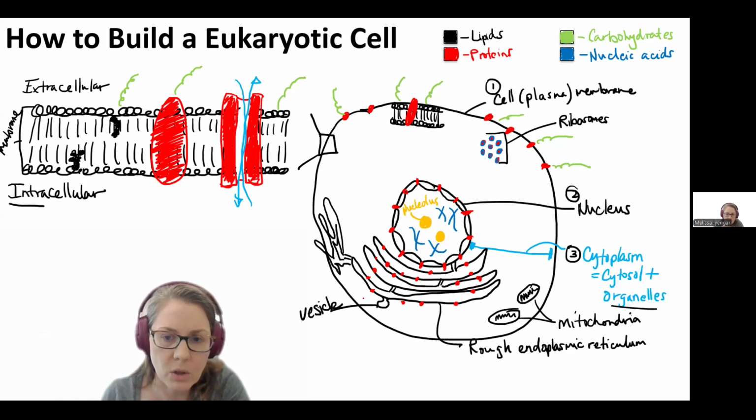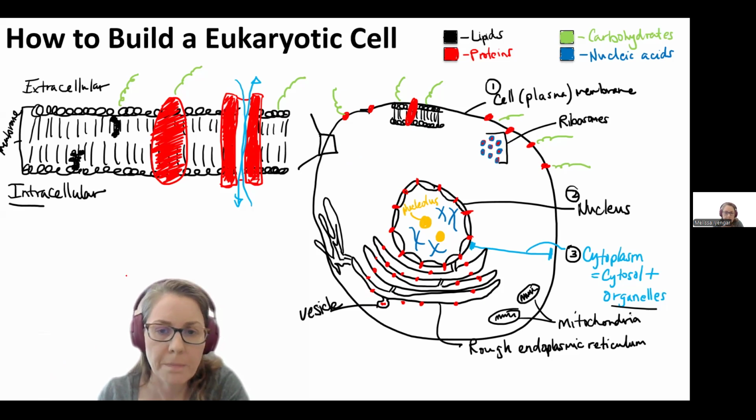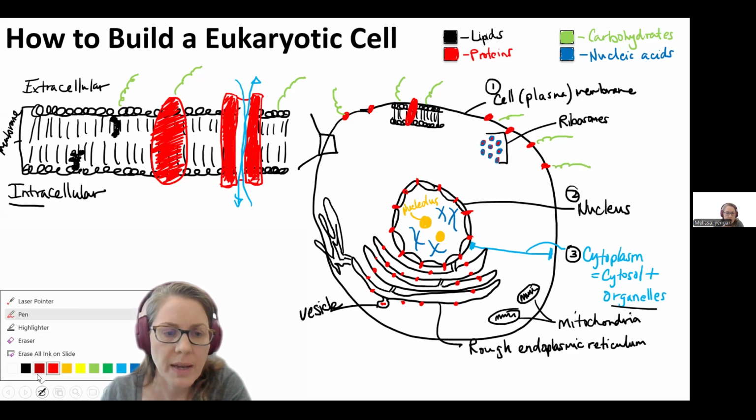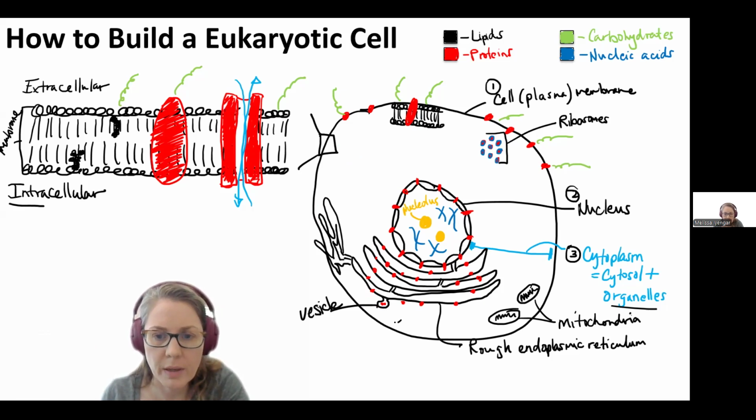And then the vesicle takes those proteins and ships them to the next place where they need to be modified. The next place that they ship them to is a part of the cell called the Golgi apparatus, or Golgi.